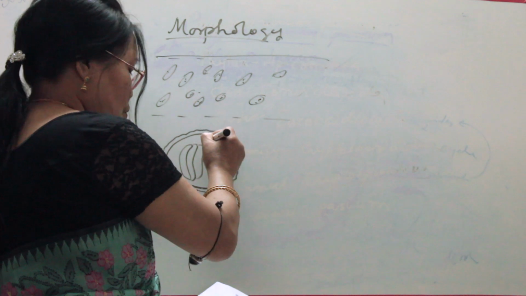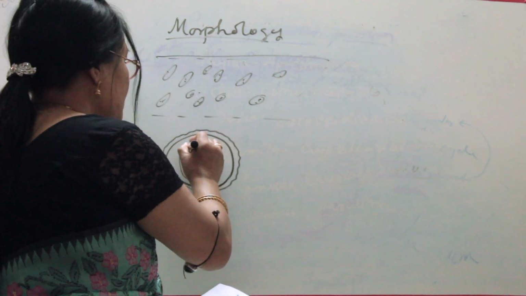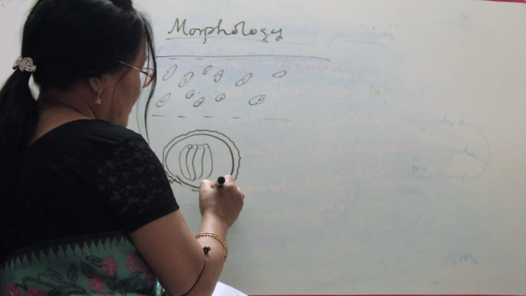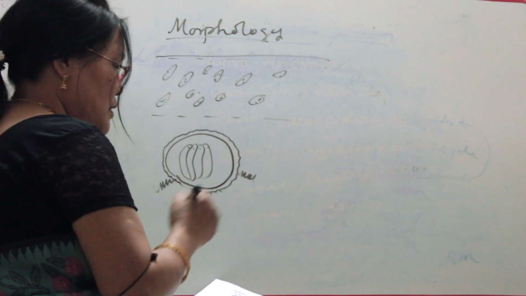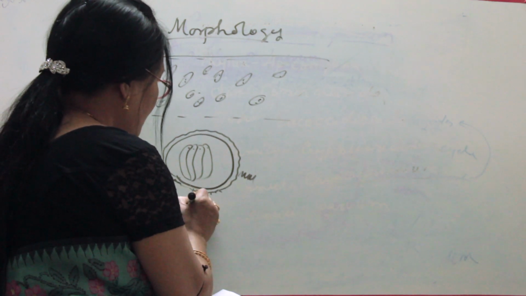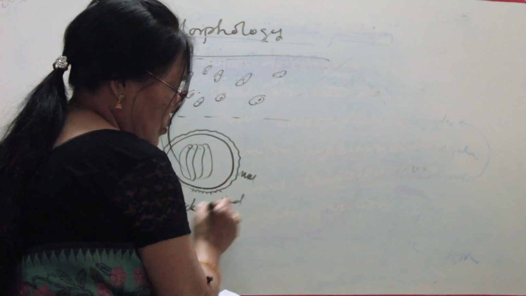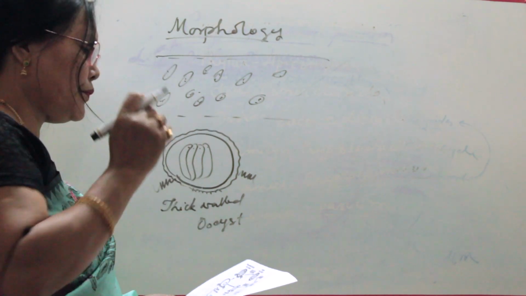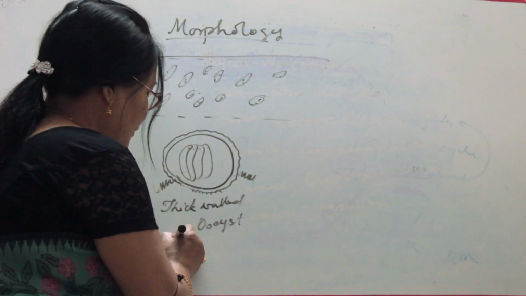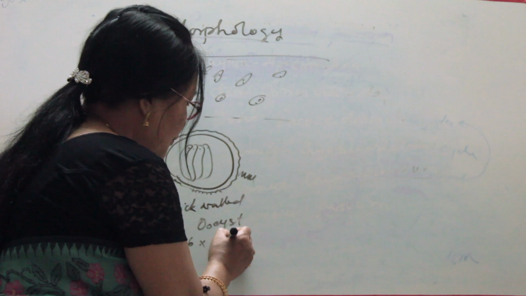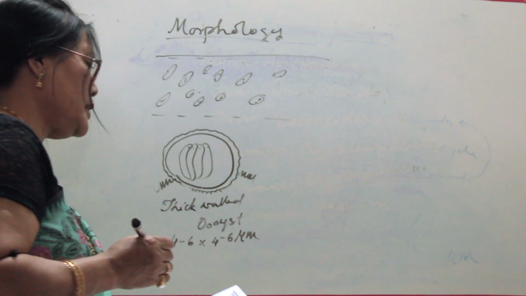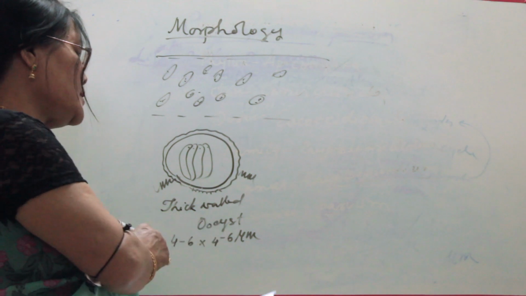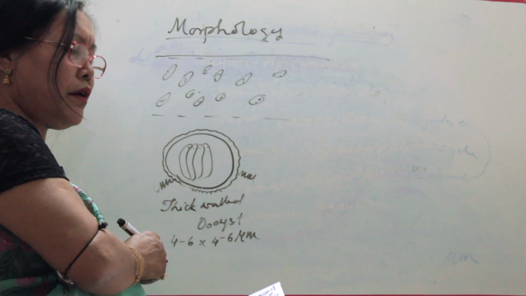This is the oocyst, the thick wall oocyst, which is usually rounded, and the diameter ranges from 4 to 6 by 4 to 6 micrometers.